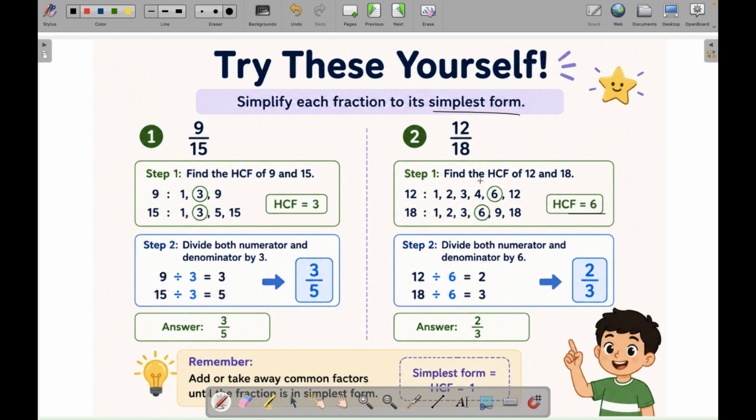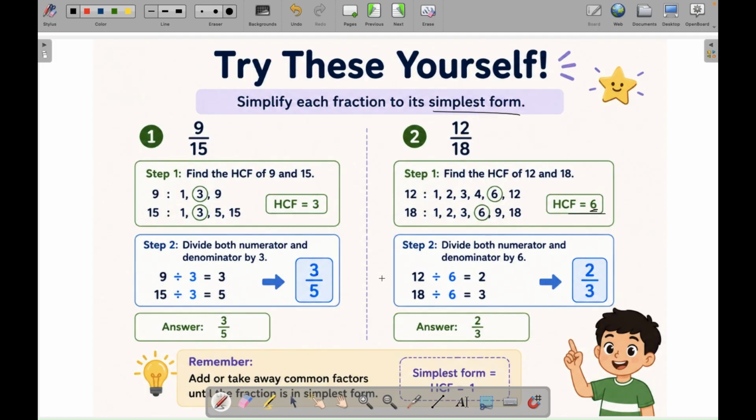So we divide. I've already done a detailed video on HCF and LCM. So if you don't know how to compute HCF and LCM of two numbers, you can just go to that video and then come back to this topic. Okay, so once we know the HCF, we need to divide both numerator and denominator by the HCF. So 12 divided by 6 is 2, 18 divided by 6 is 3. So we get the answer as 2 upon 3.